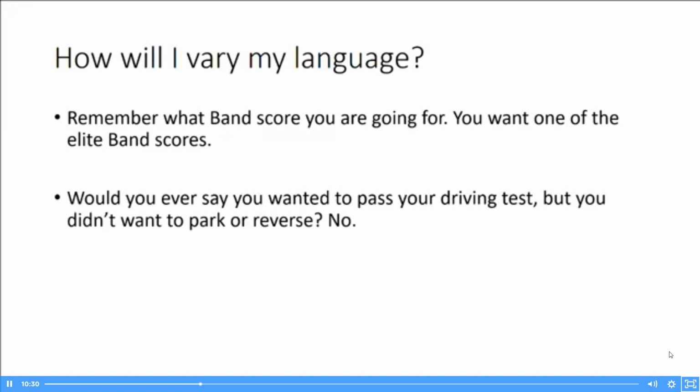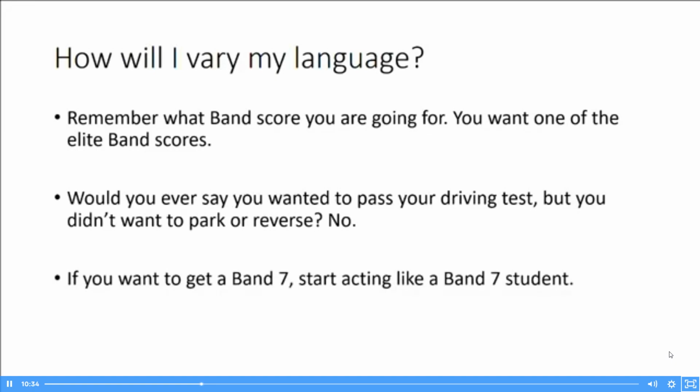There are many, many students who say that they want a Band 7, a Band 9 or a Band 8 or whatever it is, but they aren't prepared to do the things in their essay, or they're not capable of doing those things yet. You will get there eventually, but realize that in order to get a Band 7, you need to be doing Band 7, Band 8 things.